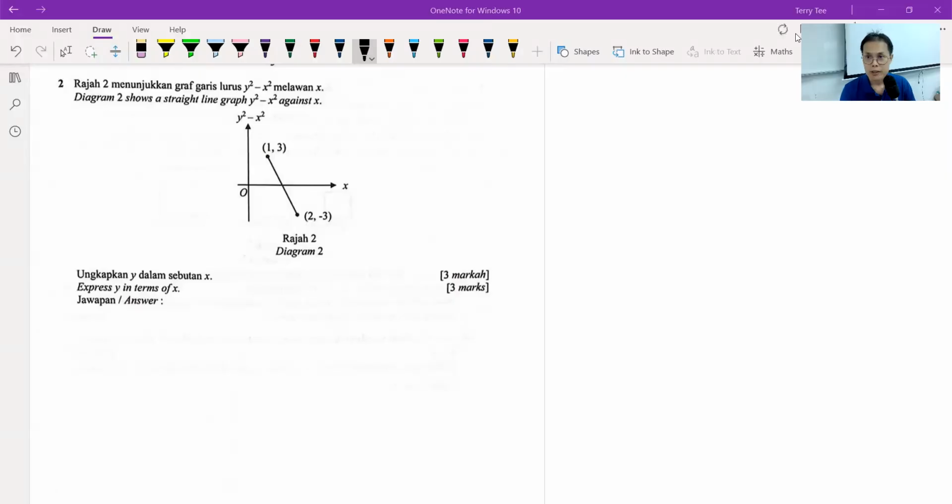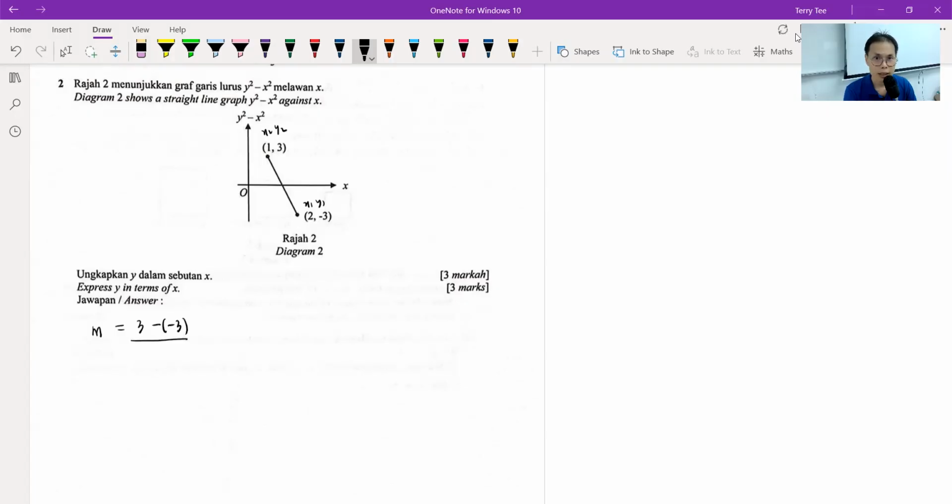Okay, question number 2. This is from the chapter linear law. We're supposed to express y in terms of x. When it comes to linear law, we always have to find two things from the graph, which is the gradient and the y-intercept. So for gradient, I'm going to take y2 minus y1. Maybe I call this x1, y1, this is x2, y2.